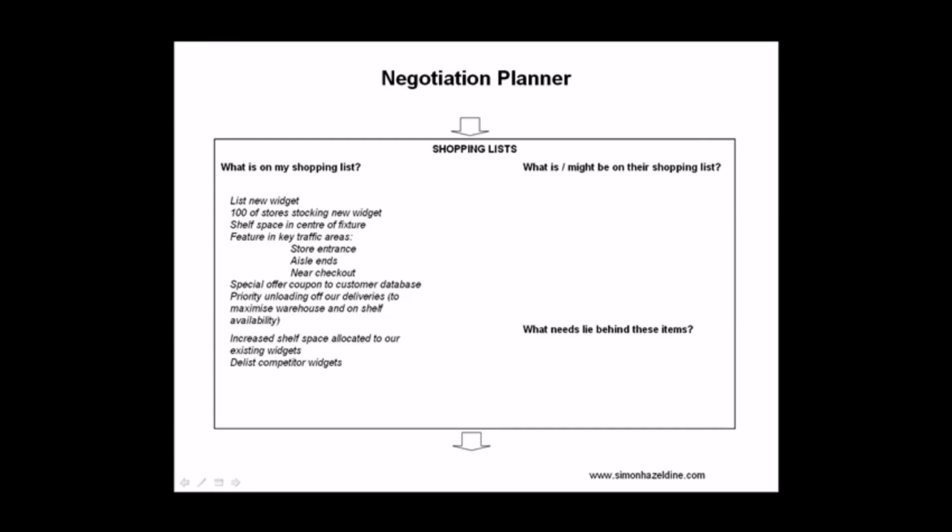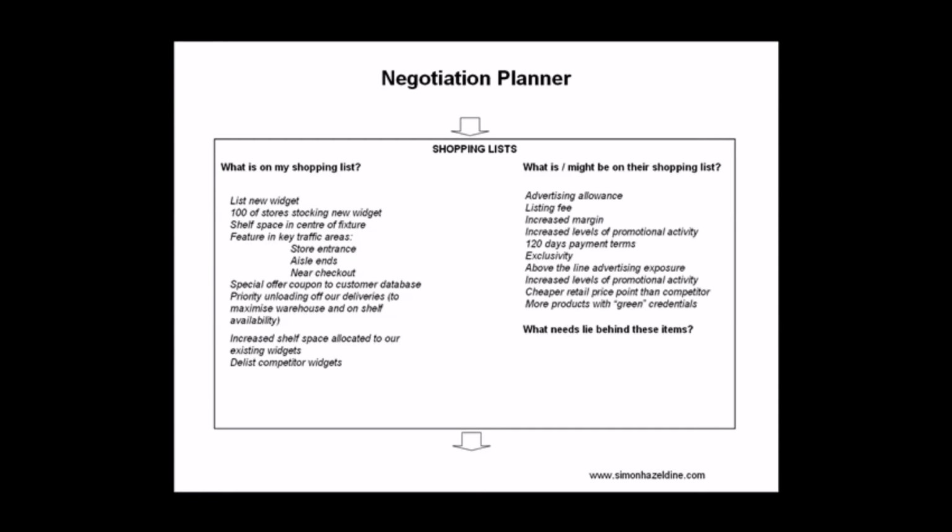We might also say that we'd like increased shelf space to the products they already stock, or indeed we'd actually quite like some of the competitor widgets delisted as well. So it's a good idea to have as many things on your shopping list as possible, but be really aware of what your key ones are. You never know when you're going to need to trade in a negotiation situation, so always having an up-to-date list of things you would want is good practice.